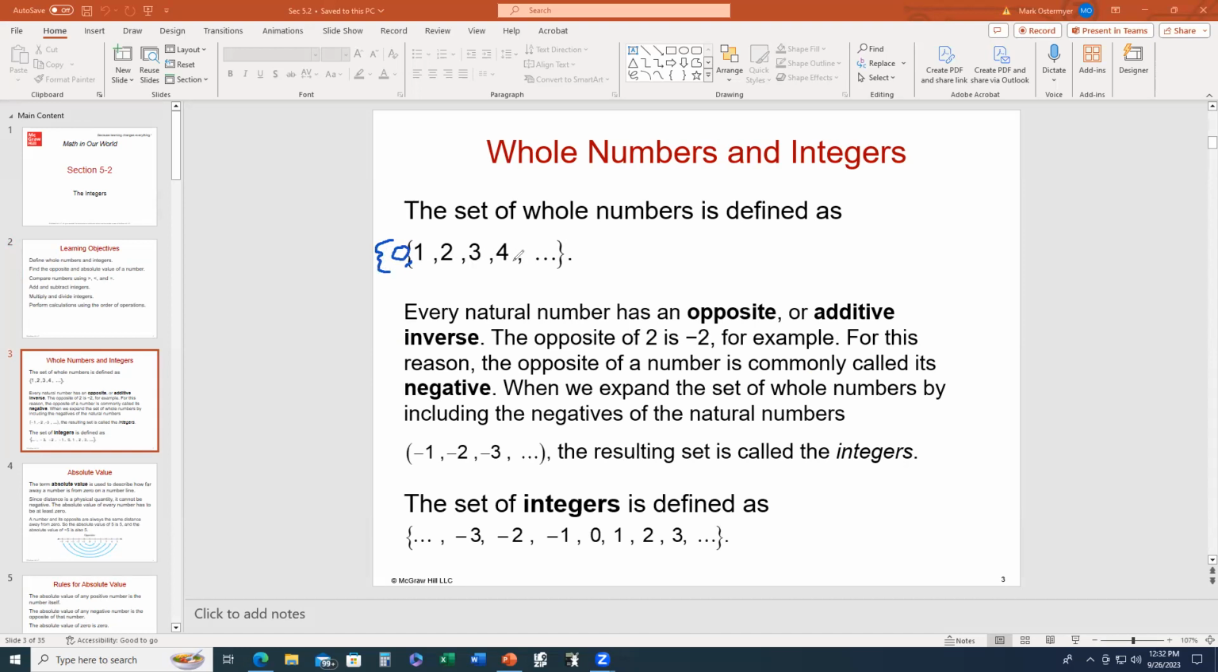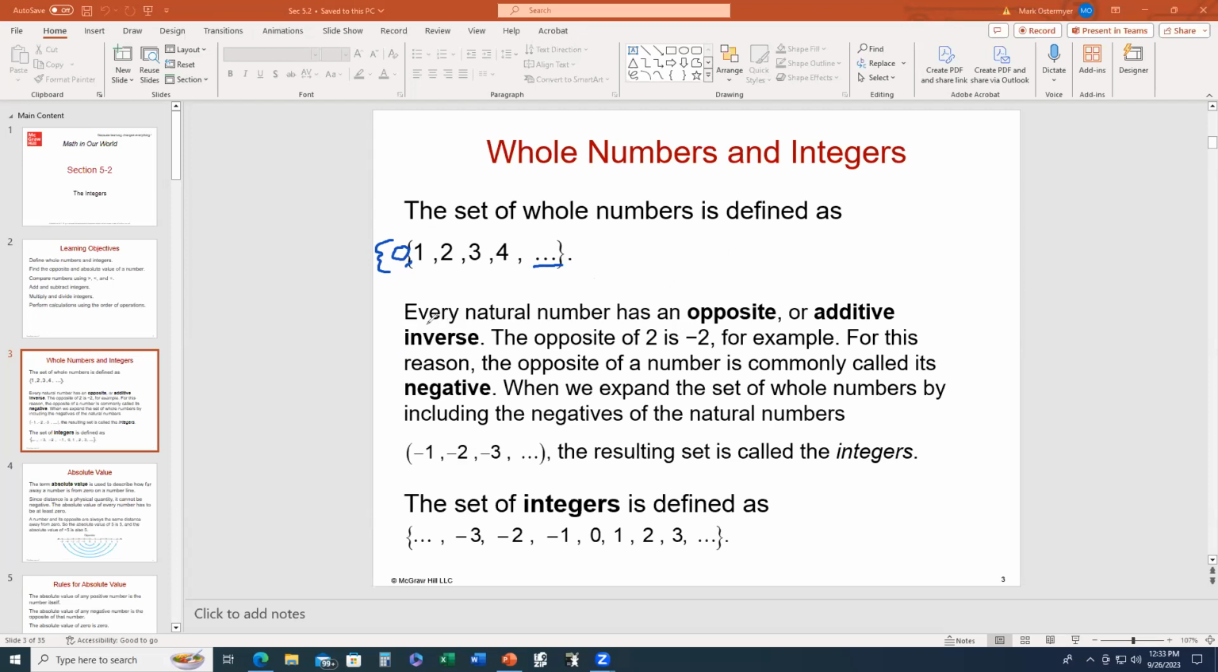0, 1, 2, 3, 4, 5. What do these little dots mean? It means that the set goes on forever, correct? So obviously there's an infinite number of whole numbers. And if you don't include 0, ladies and gentlemen, then you have the set of natural numbers or counting numbers. 1, 2, 3, 4, 5, 6, 7, 8, 9, all the way to infinity.